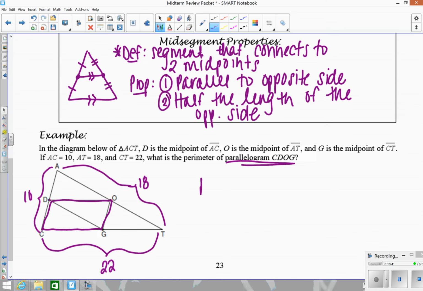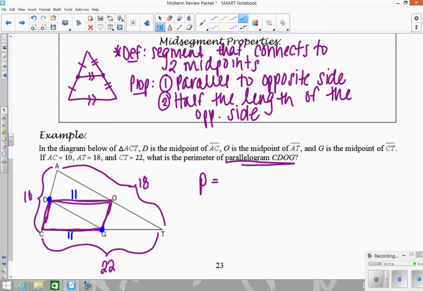So I have to know the length of all of the sides of this parallelogram so that I can find the perimeter. Since you have all of these mid-segments, I know that, say, DO is half the length of the side across from it. So if this whole side is 22, DO has to be 11. I also know that since G is the midpoint of this side, this piece here has to be 11. Each of these segments has to be congruent because G is the midpoint.